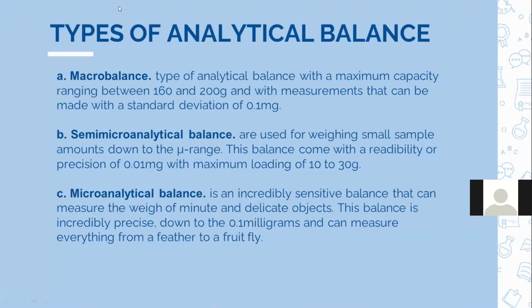For the types of analytical balance, first, the macro balance. It is a type of analytical balance with a maximum capacity ranging between 160 and 200 grams, and with measurements that can be made with a standard deviation of 0.1 mg. For the semi-microanalytical balance, it is used for weighing small sample amounts down to the micro range. This balance comes with a readability or precision of 0.01 mg with maximum loading of 10 to 30 grams.